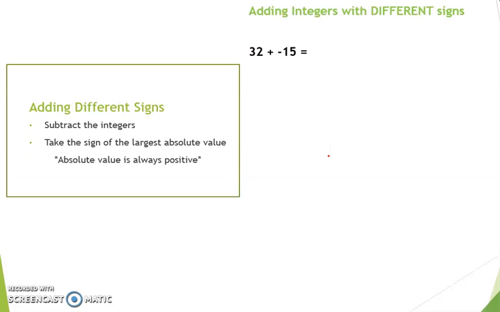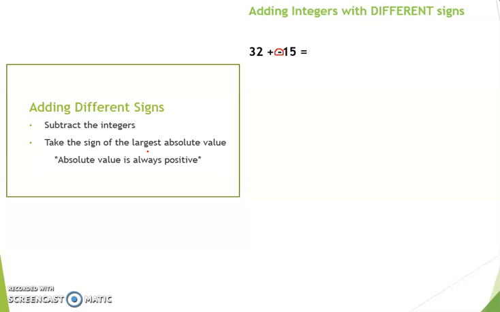All right, let's jump into adding integers with different signs. Now this one is a little bit trickier. Even though we have this plus sign and we know we're going to add, you're actually going to subtract the integers because we have a positive number and we have a negative number. So our signs now are different. So the rule is when you have different signs, you're going to subtract the integers and then you're going to take the sign of the largest absolute value.